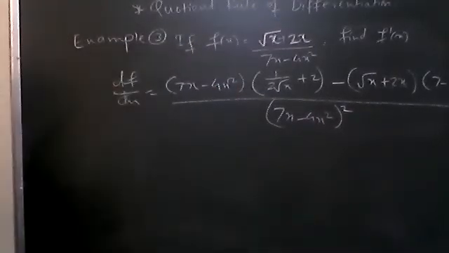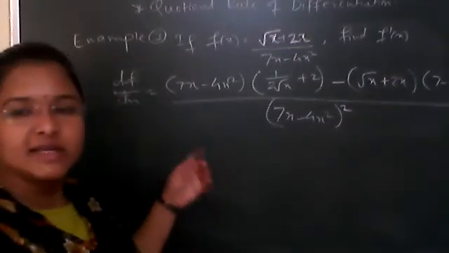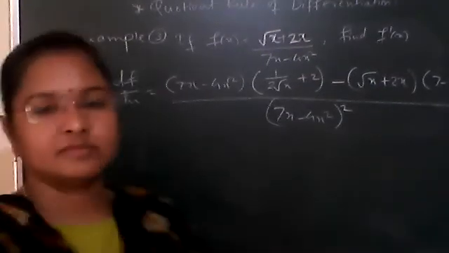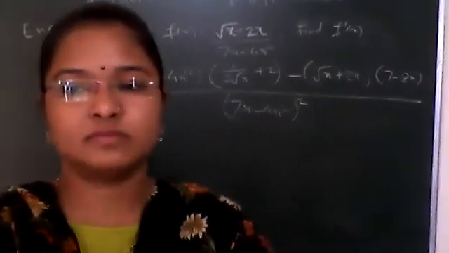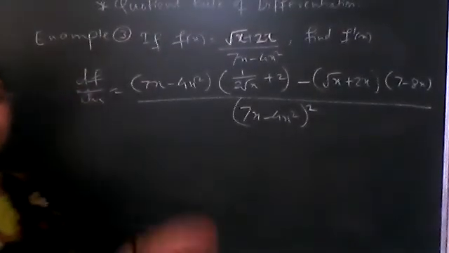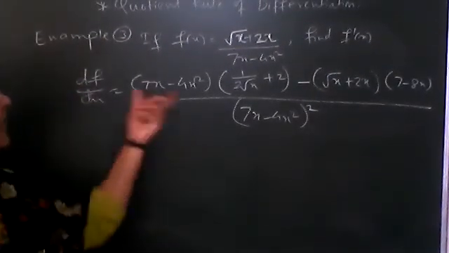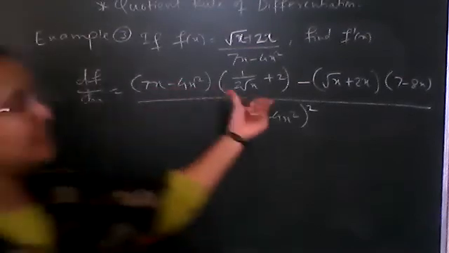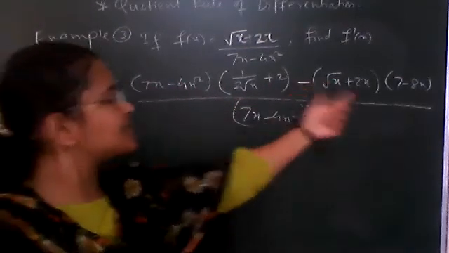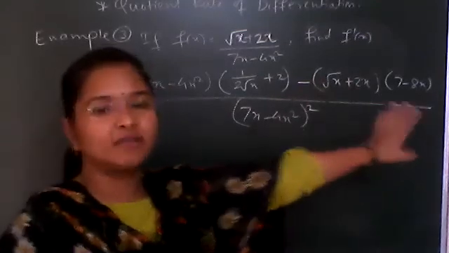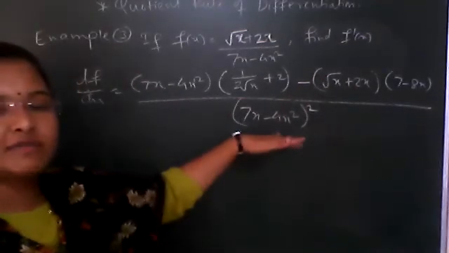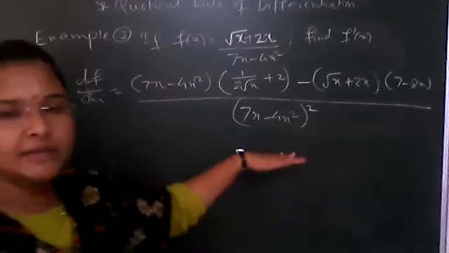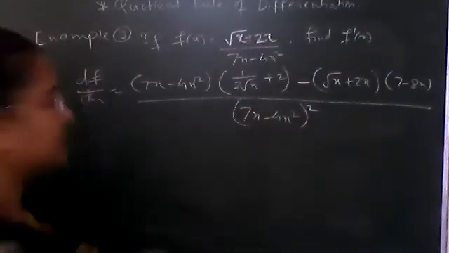Any doubt in this? So we kept second function constant derivative of first function minus first function constant derivative of second function divided by second function square. Getting? So the third example is done. Now trigonometric function we will take.